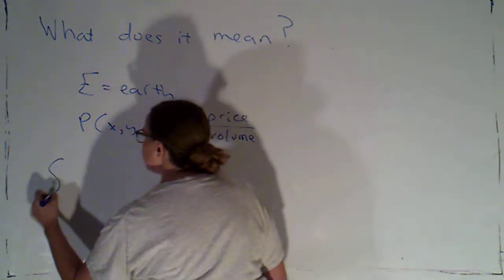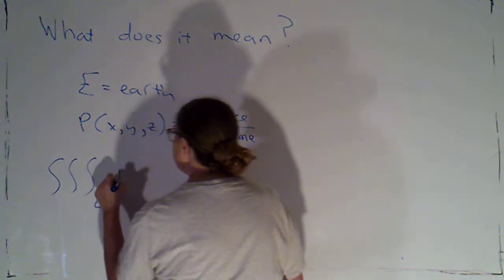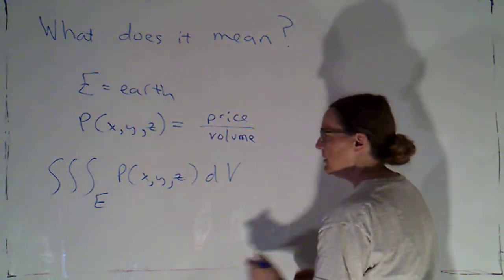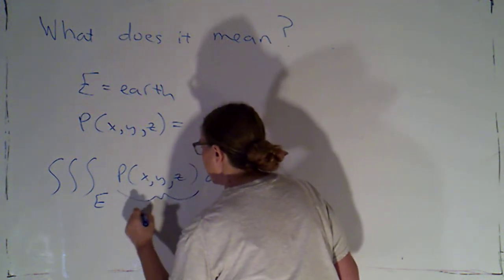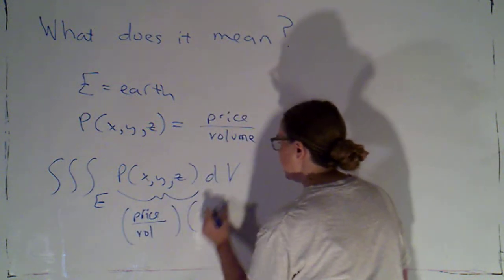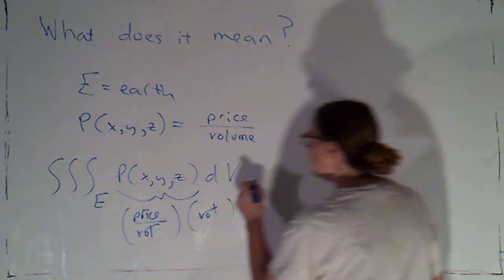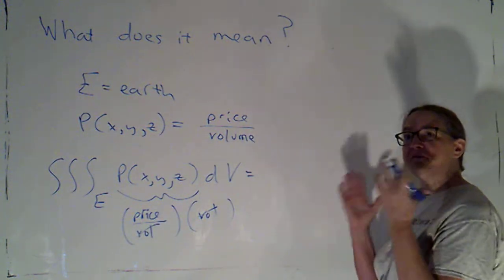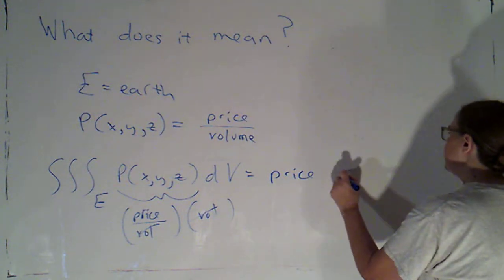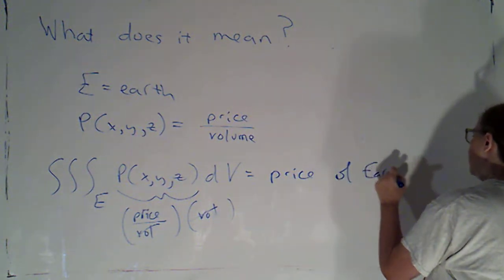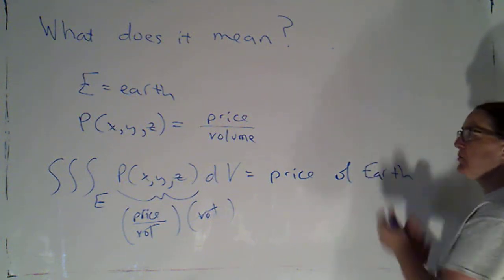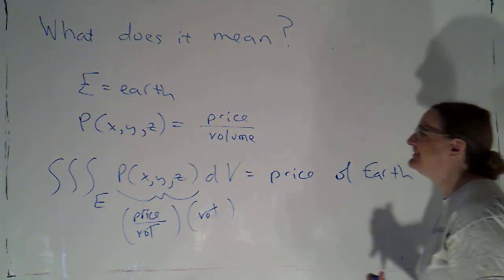So if I then looked at the triple integral over E of P of x, y, z dV, well, let's see, that would be price per volume multiplied by volume. This is excellent. If you ever become sole owner of the earth and have to sell to aliens, you can now calculate the price of the earth. Good to know that what we're studying is so practical.